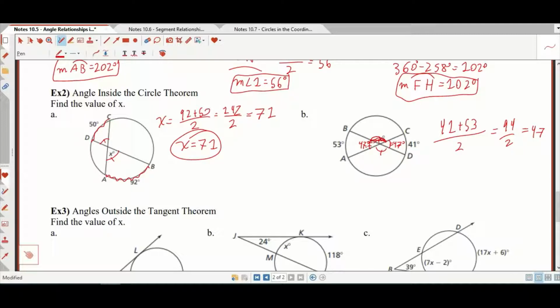But since these are supplements, I should be able to take 180 degrees minus 47 degrees and get x. So 180 minus 47 is 133 degrees. So x equals 133.